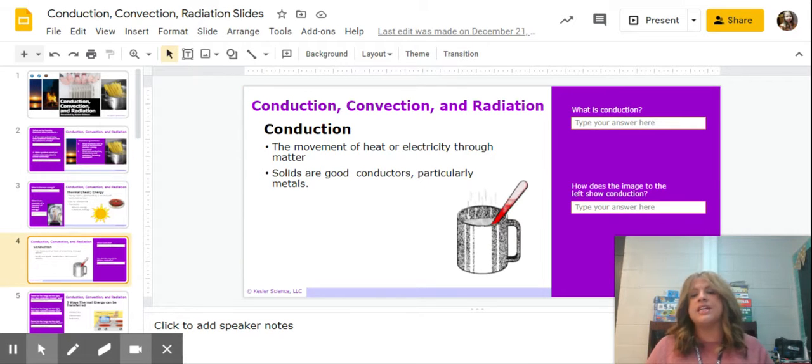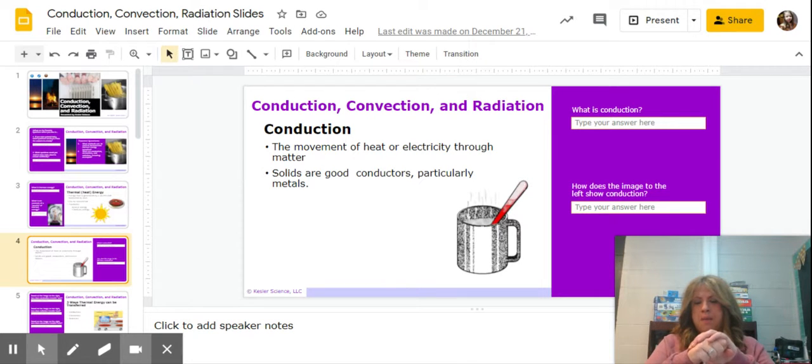So now we're starting with conduction. Conduction is a movement of heat or electricity through matter. We can't see matter, but it's there. So matter could be, well, we can't see it. It's a solid, a liquid, or a gas. So the movement of heat or electricity through a solid, a liquid, or gas. But for conduction, conduction means direct touch.